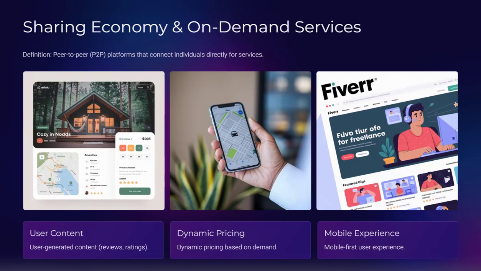Now we move to number five. Number five form of e-commerce, right, is the sharing economy, or on-demand services. Sharing economy refers to peer-to-peer platforms that connect individuals directly for services, like Airbnb for property rentals, Uber for ride sharing, and Fiverr for freelance work. These platforms rely on user-generated content like reviews and ratings to build trust and transparency.